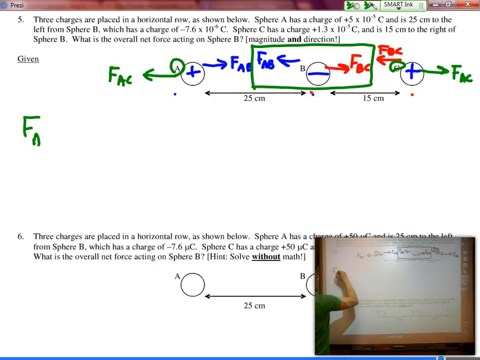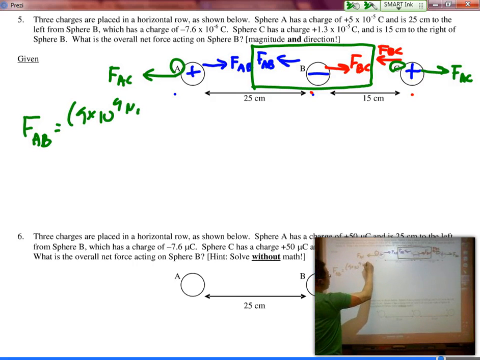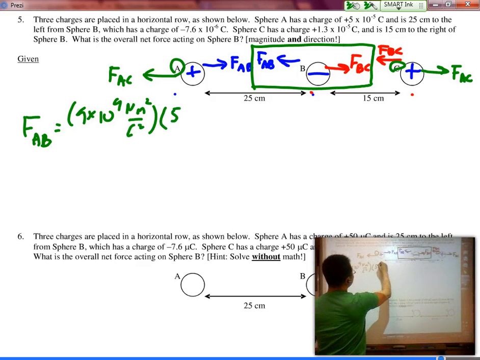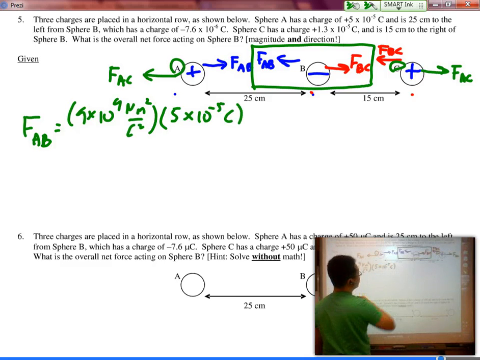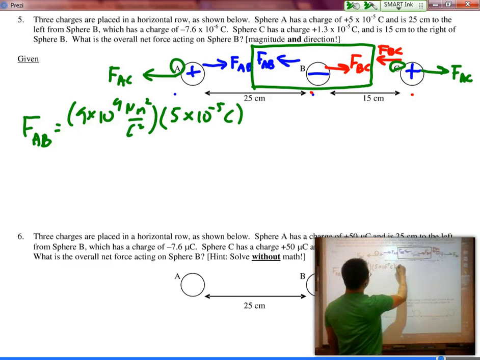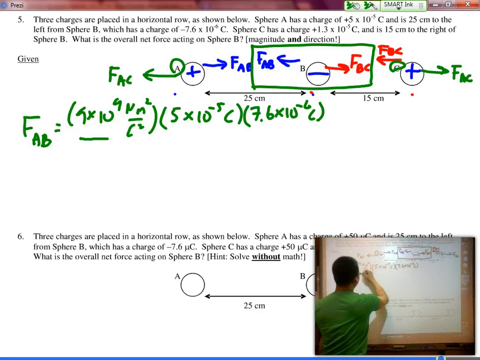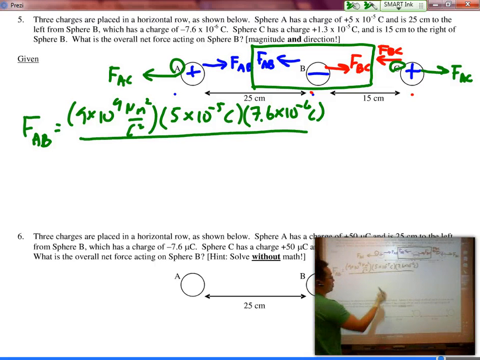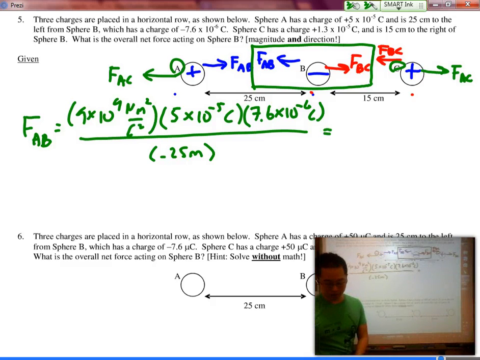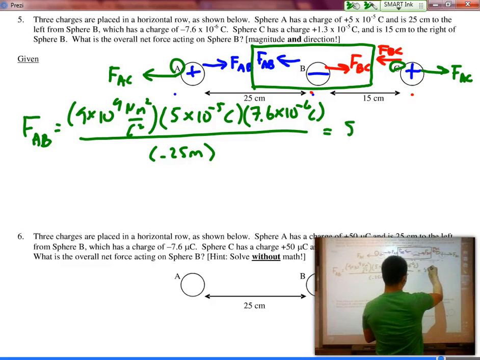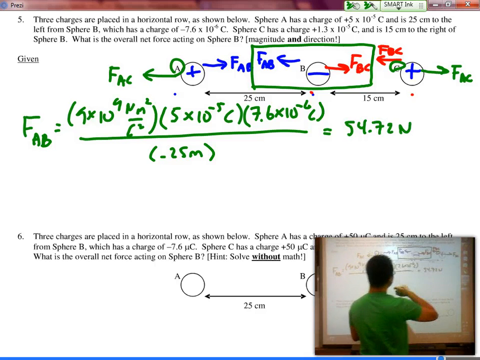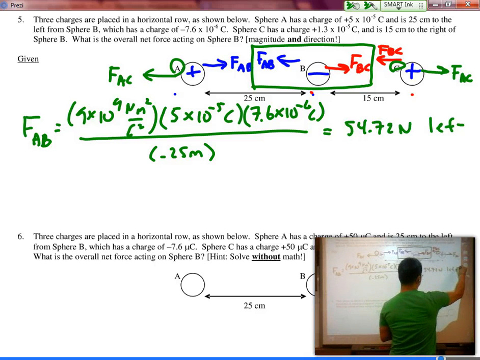So FAB will equal K Q1, 5 times 10 to the negative 5th coulomb. Notice I did not include charge sign in here. Times Q2, 7.6 times 10 to the negative 6th coulomb, divided by the distance between the two charges, 25 centimeters or 0.25 meters. In this case over here, the total is 54.72 newtons left.